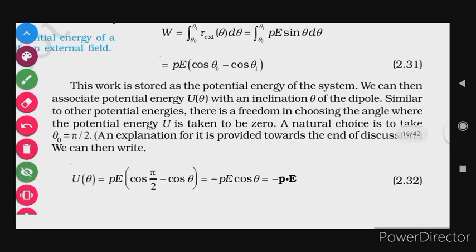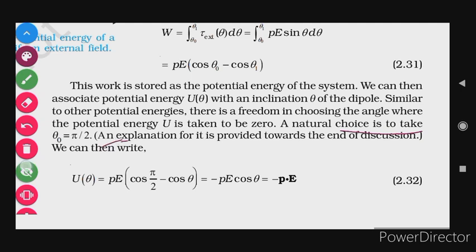We can then associate potential energy U(θ) with an inclination of the dipole. Similarly to other potential energies, there is a freedom in choosing the angle where the potential energy U is taken as 0, because the difference of potential energy is what is significant. So we'll choose one particular angle as 0 for which the potential energy is 0. A natural choice is to take θ0 equal to π/2.